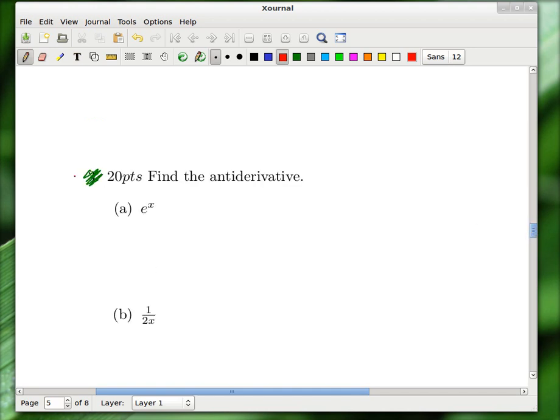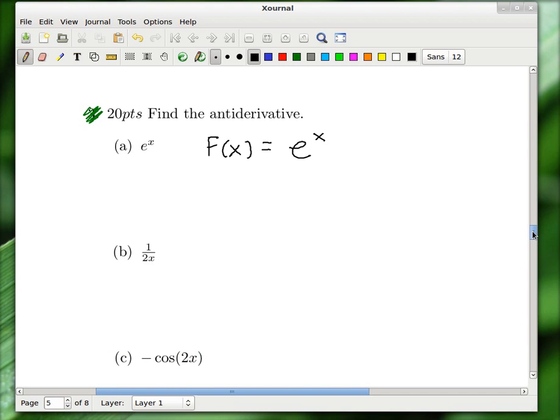Also, the first one is just stupid. What's the antiderivative of e to the x? So I'll use capital F here, as we frequently do for antiderivative. The antiderivative of e to the x is just itself, because its derivative is just itself, so that one's a no-brainer.